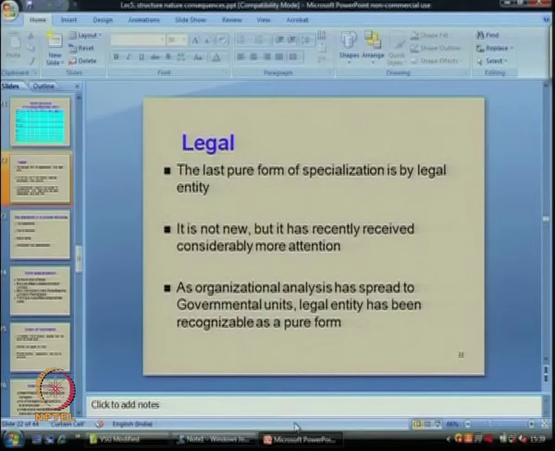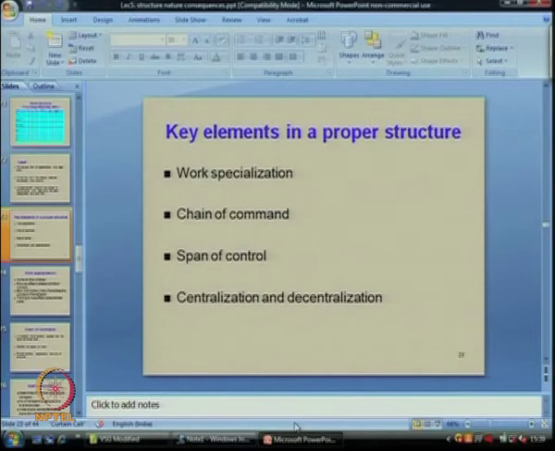This is a matrix structure. Then there is a legal side of the structure. The last pure form of specialization is by legal entity. It must be so recognized. That is what is meant by this. Key elements of a proper structure therefore become work specialization, chain of command, span of control, centralization and decentralization.